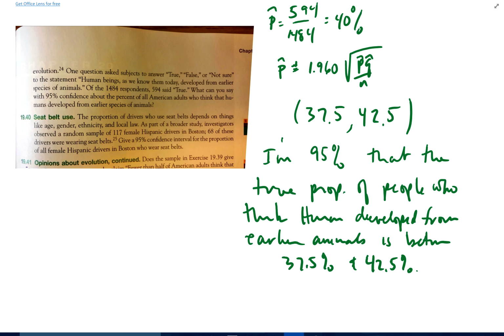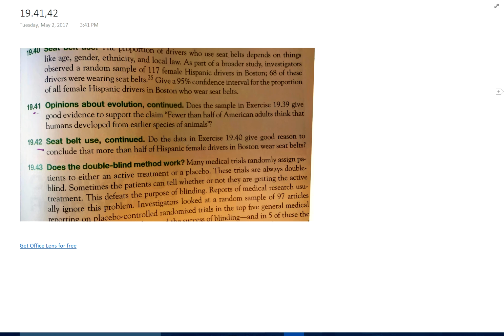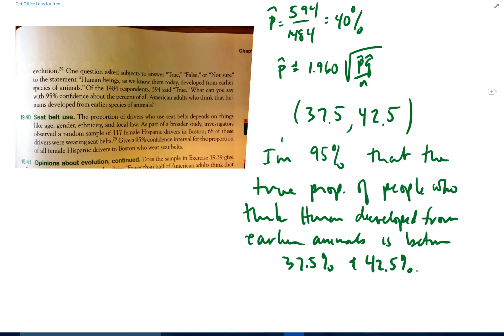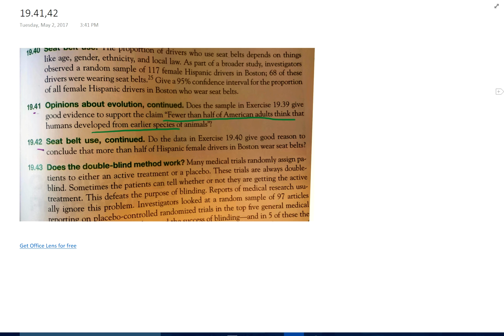So let's take a look at 41. Same question. Does the sample give good evidence that fewer than half think that humans developed from earlier species? Well, it sure seems like it, because we showed that the population proportion is somewhere in this interval. But let's do a hypothesis test. The hypothesis test would be H0: p is 0.5, and the alternative, we want to show p is less than 0.5. We're trying to see if we have evidence for that.